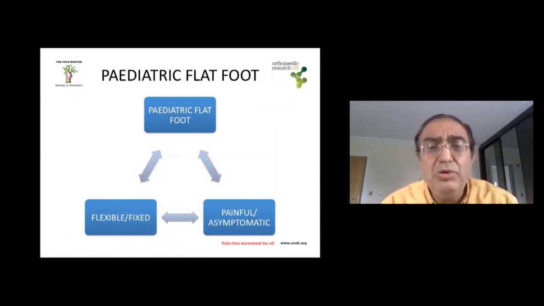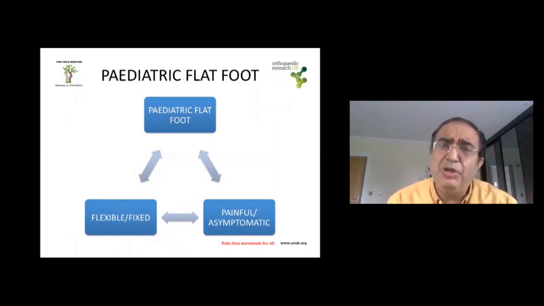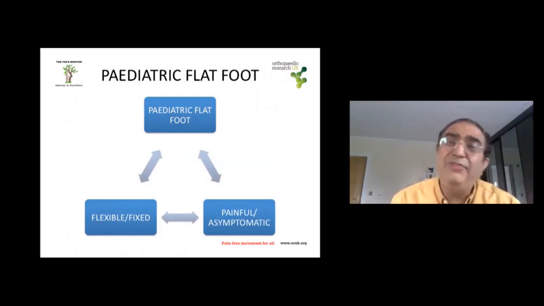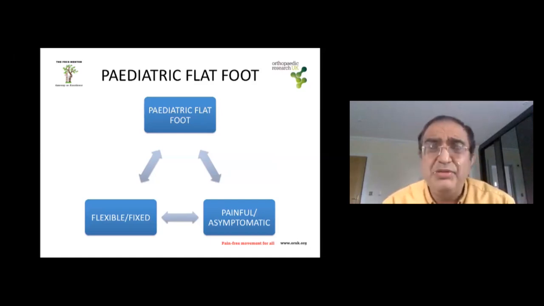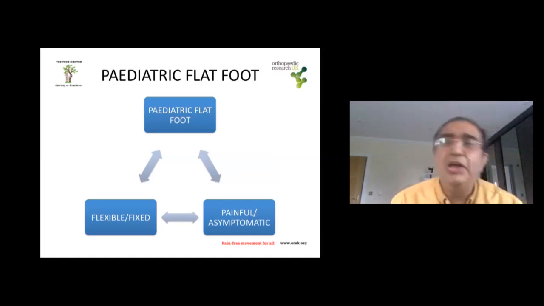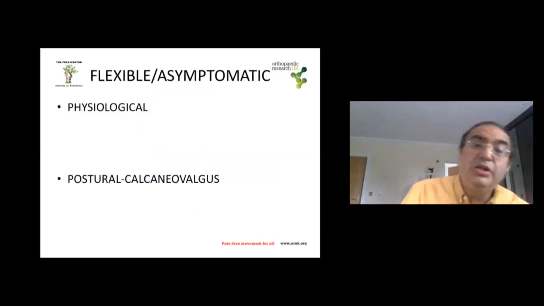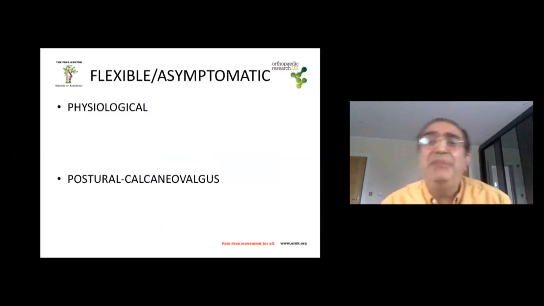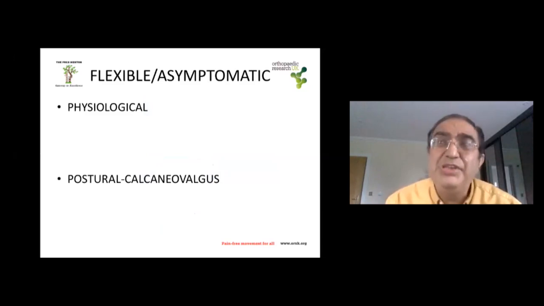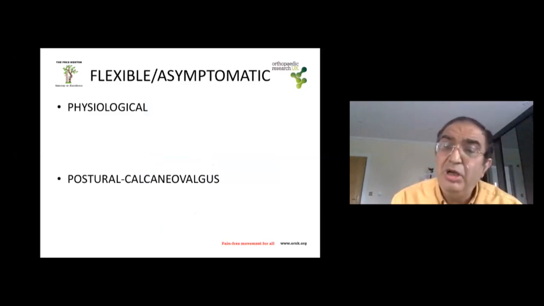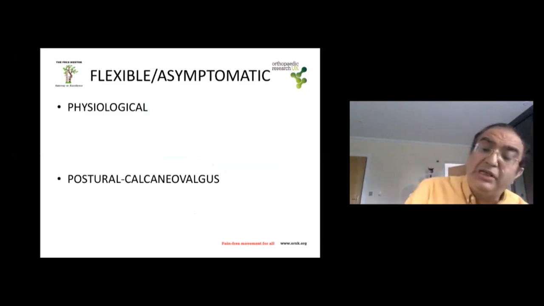So now we go to the first important part of the flat foot, the pediatric flat foot. The pediatric flat foot can be divided into two types. It could be either flexible or fixed, or it could be asymptomatic and symptomatic. The flexible or asymptomatic pediatric flat foot has two types: the physiological flat foot or postural flat foot, and the calcaneovalgus foot. Important: calcaneovalgus is sometimes kept in the VIVA and the FRCS author, and it's very important to recognize this condition.